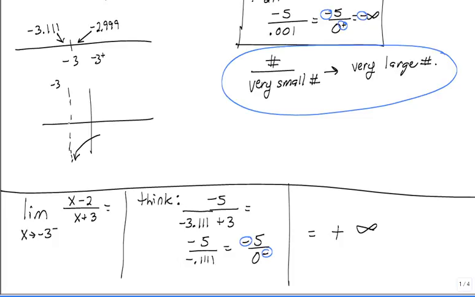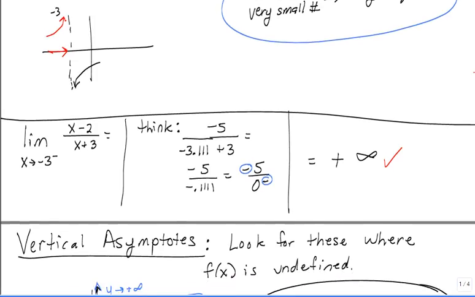So as you're coming in here on this picture, -3 from the left, your graph's going to positive infinity, and that makes it a vertical asymptote. So, okay, we checked either side of -3 to make sure we had an asymptote. So again, let me just get you thinking. When you see this, what you do is think, but don't write it. And you can do it as scratch paper.